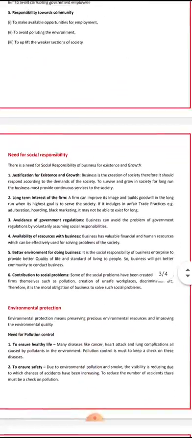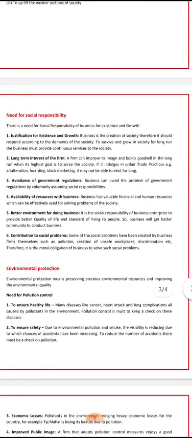So now the next topic is need for social responsibility. Here we will understand what is the need of social responsibility. There are a few points which we will discuss. The number one is justification for existence and growth.